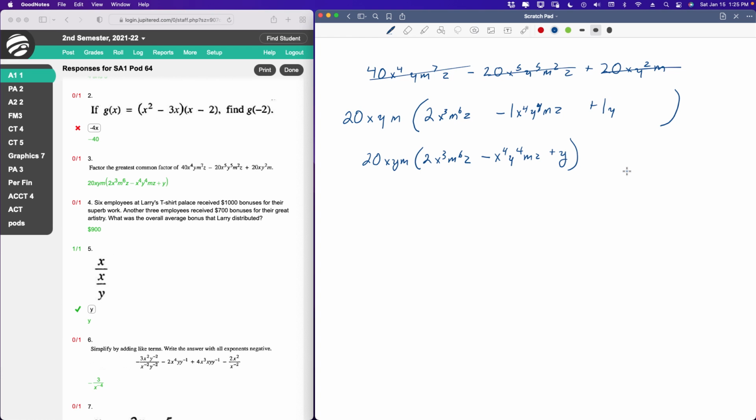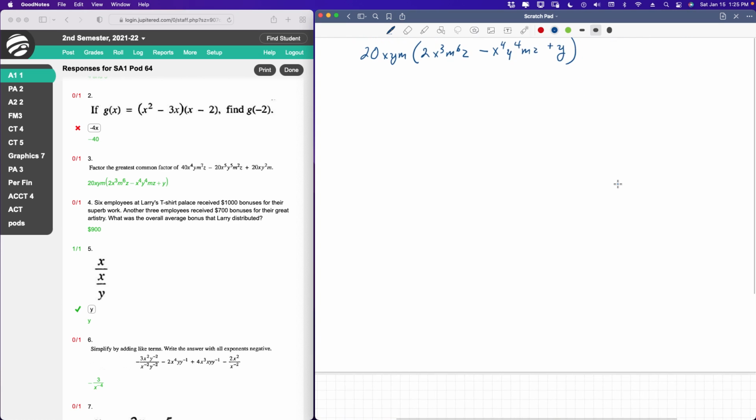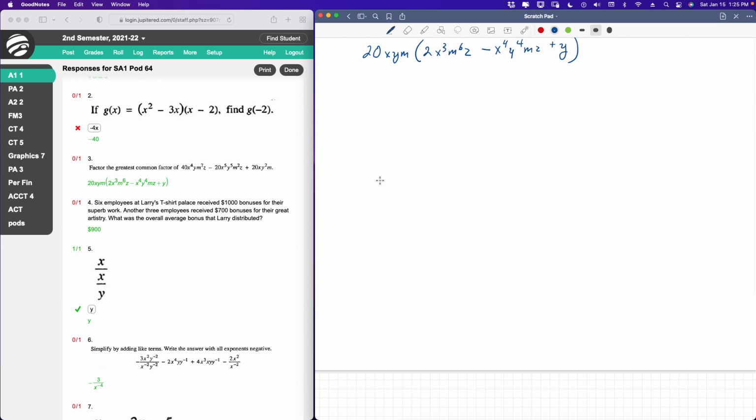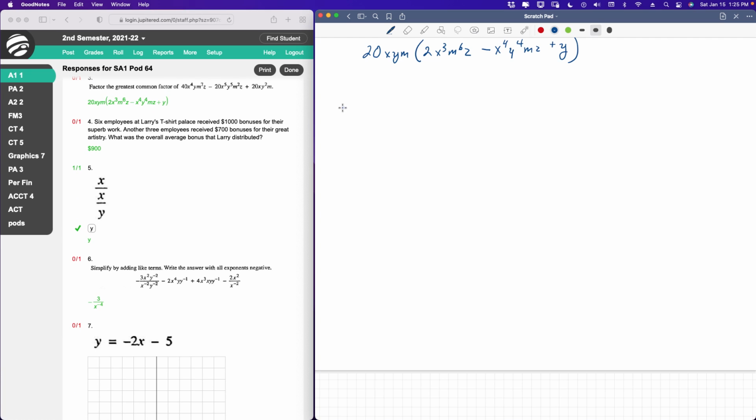All right. Okay, let's look at number 4. We're going to look at it just below here. Let me move this paper up. So number 4 says, 6 employees at Larry's T-shirt Palace receive $1,000 bonuses for their superb work. That's awesome. Another 3 receive $700 for their great artistry. What was the overall average bonus that Larry distributed?